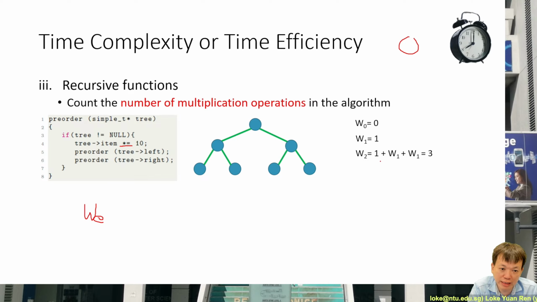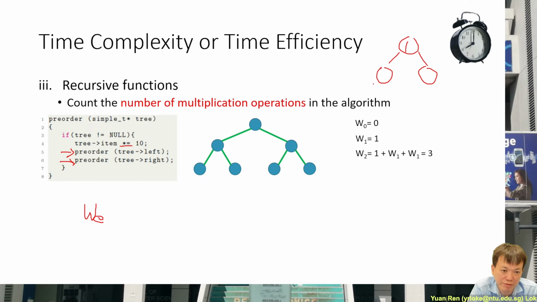Next, W1, W2. If I have two levels, then the answer is itself doing one multiplication, then I call this function on the left subtree and the right subtree. The left subtree is W1, and the right subtree is W1. So total, not surprisingly, you do the substitution, is 1 plus 1 plus 1, which is 3.